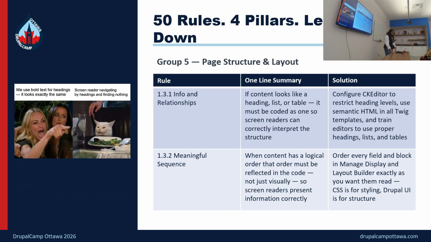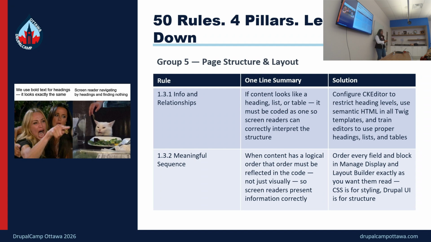Okay, so group 5. Group 5 is all about the page structure and layout. The first rule is 1.3.1, info and relationships. This is something important, and when we are doing the audit, we find a lot of errors under this rule. If the content looks like a heading, list, table, or just list items, make sure it is coded as such, not just done in CSS, so that the screen reader can interpret the structure properly.